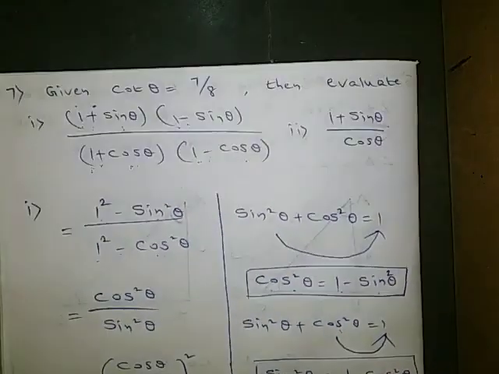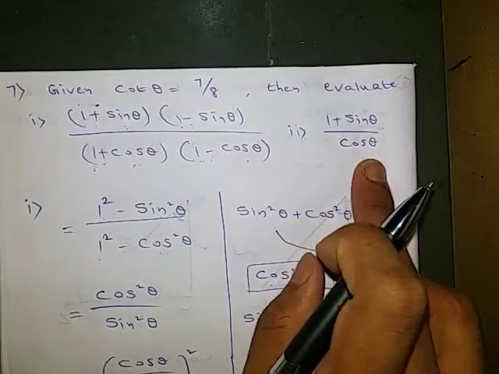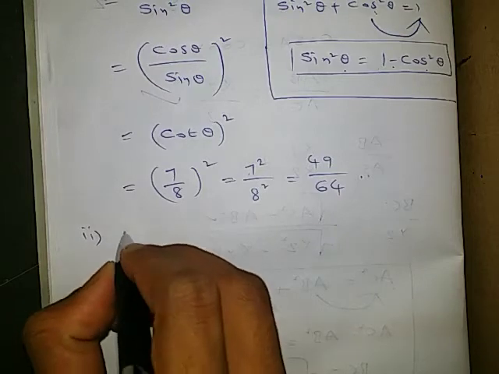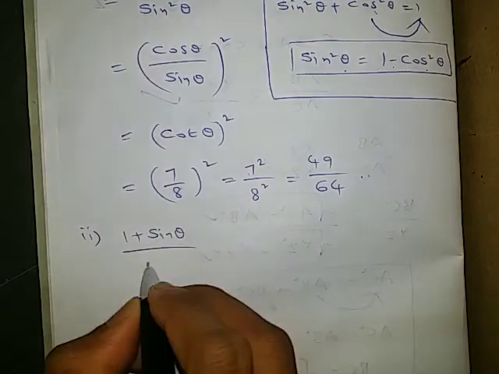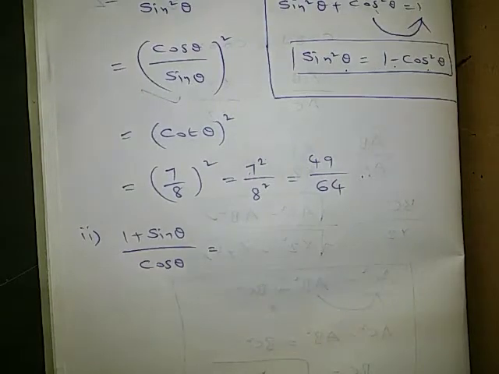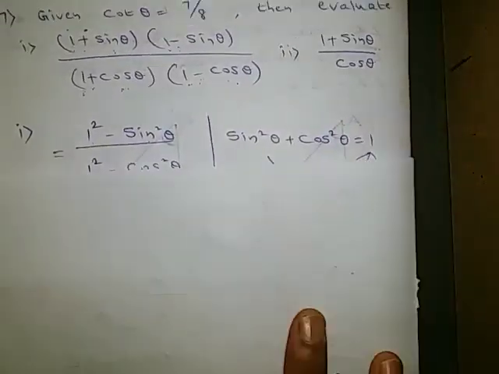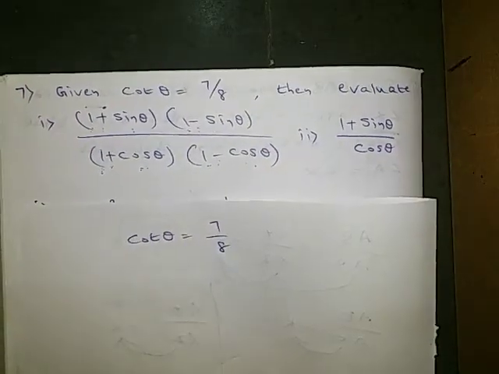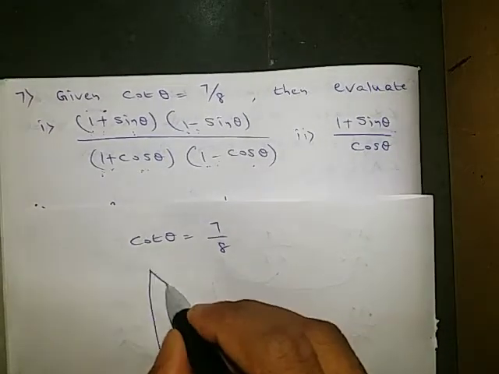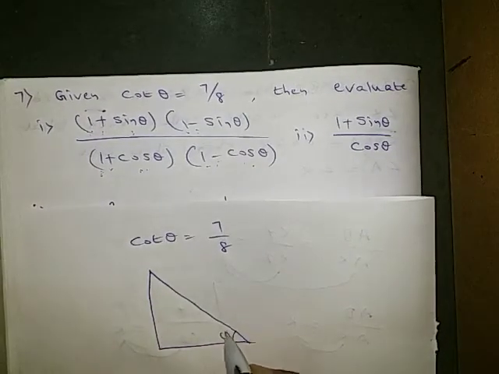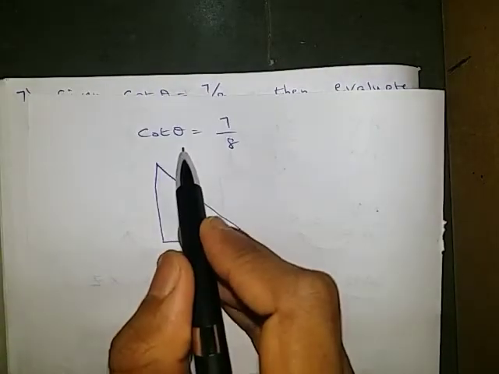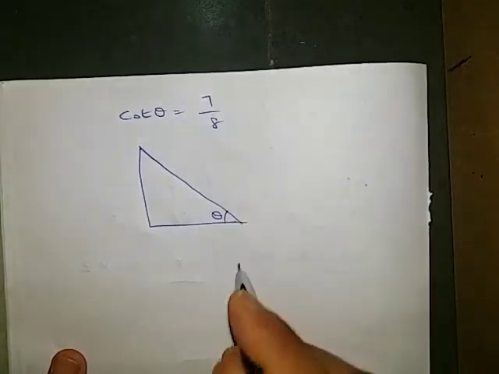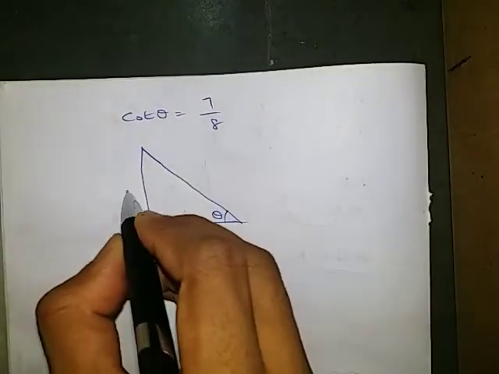Next, the second question is: what is the value of 1 plus sin theta divided by cos theta? Given cot theta is equal to 7 by 8, first I will draw the triangle for this. Now this one I am taking as theta. Cot is nothing but adjacent by opposite. So for theta, this is the adjacent and this will become the opposite.